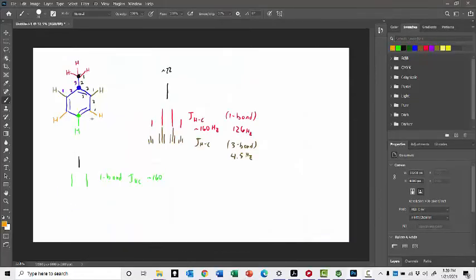But then, 2 bonds away, what we have are these 2 orange hydrogens. 1 bond, 2 bonds. And the effect of them is apparently to turn each of the doublets into a fine triplet. And the 2 bond, JHC in this case, is about 7.5 Hertz.